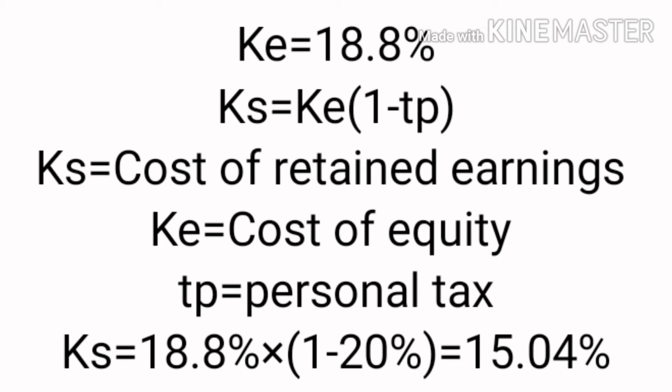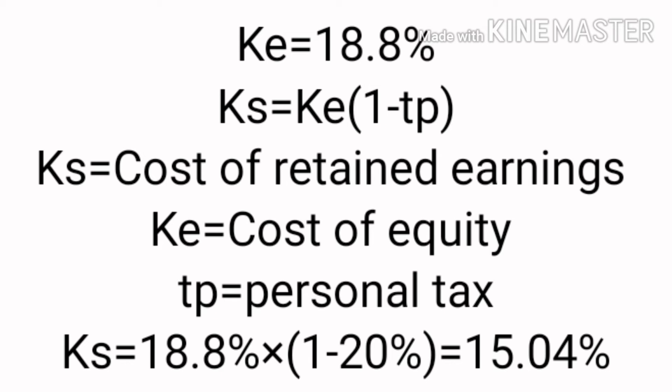But an additional information is given in the problem that the shareholders are subject to a personal income tax rate of 20%. So we need to reduce that 20%, just like in the case of a debenture, that is interest into 1 minus tax is taken as the cost. Here, the cost of reserve and surplus is equal to cost of equity into 1 minus tax rate, where Ks is the cost of retained earnings, K is the cost of equity, and TP is the personal tax.